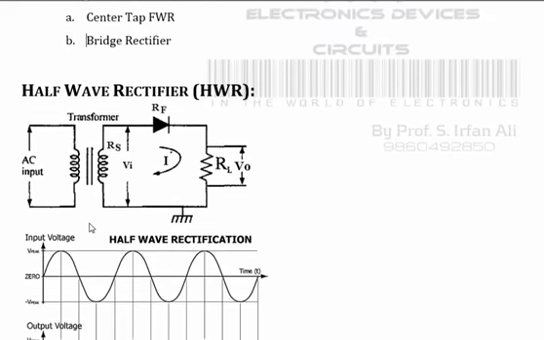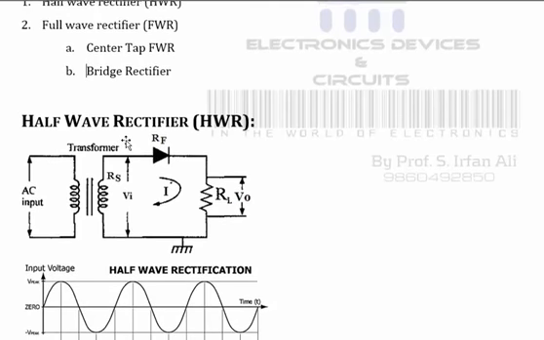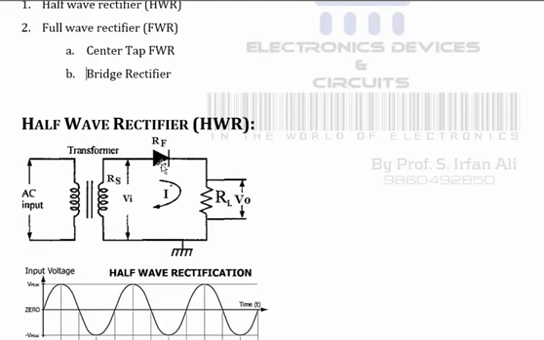This is the circuit of the half wave rectifier. In this we require only a single diode, because the diode is a unidirectional device. It passes current only in the forward direction, that is from anode to cathode. It passes current from left to right only.